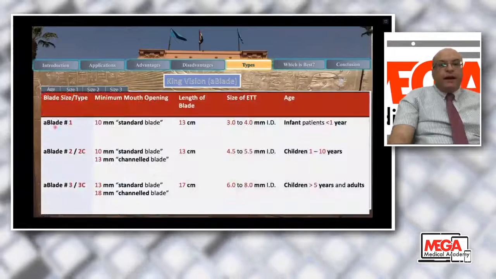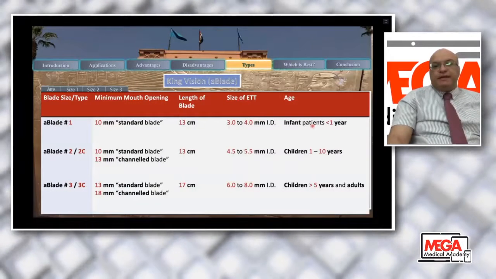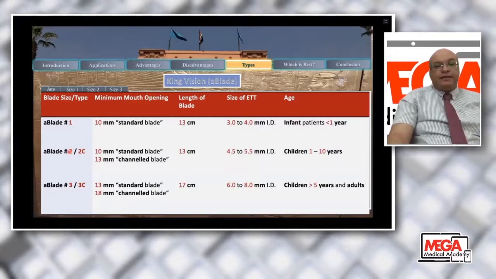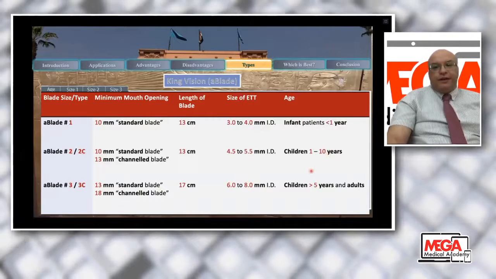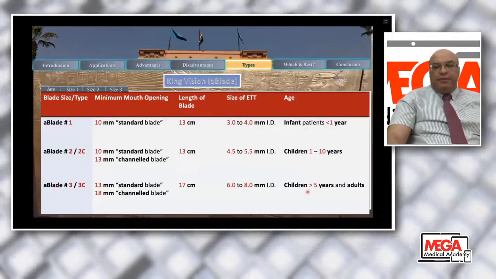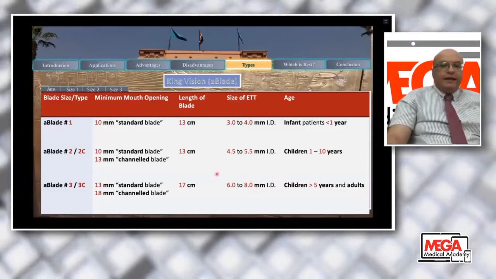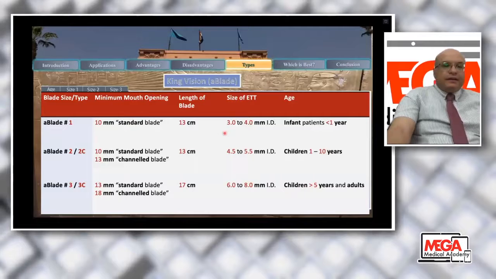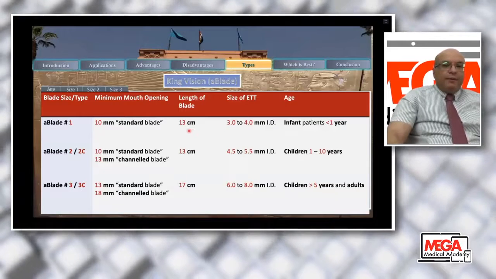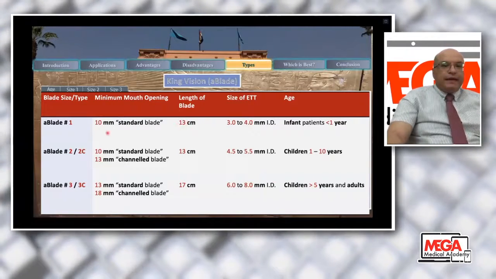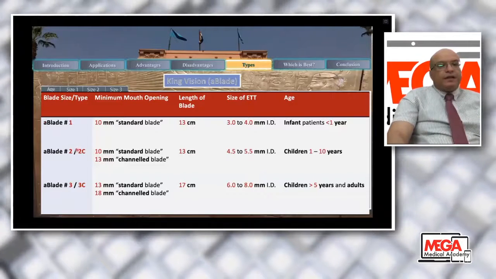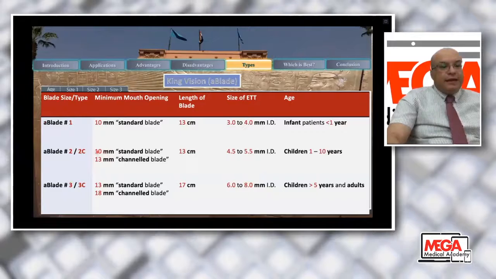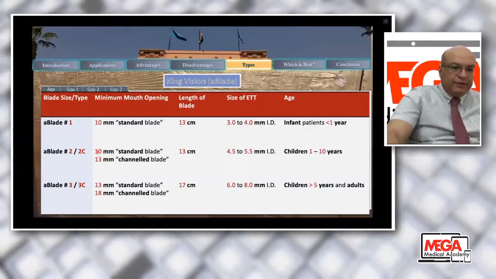Usually size 1 is used for pediatrics less than 1 year, size 2 standard and size 2 channeled are used for children 1 to 10 years. Size 3 can be used for more than 10 years. And there is a difference of mouth opening. Mouth opening should be at least 10 millimeter for size 1, and for the standard size 2 blade 10 millimeter, 13 millimeter for 2C.